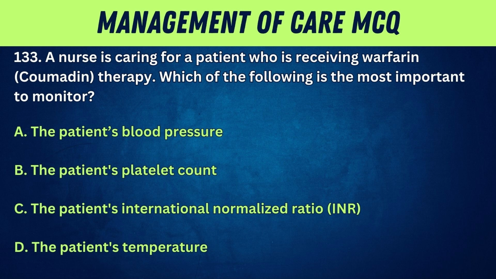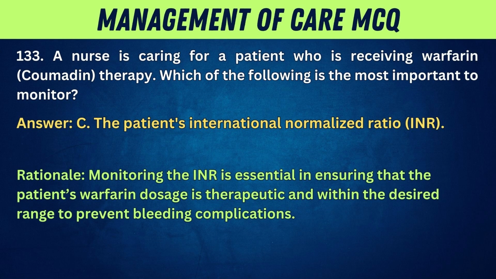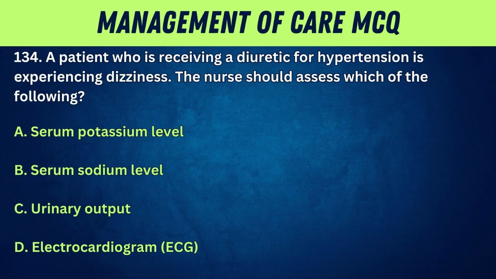133. A nurse is caring for a patient who is receiving warfarin (Coumadin) therapy. Which of the following is the most important to monitor? A. The patient's blood pressure. B. The patient's platelet count. C. The patient's international normalized ratio, INR. D. The patient's temperature. Answer: C. The patient's international normalized ratio, INR. Rationale: Monitoring the INR is essential in ensuring that the patient's warfarin dosage is therapeutic and within the desired range to prevent bleeding complications.